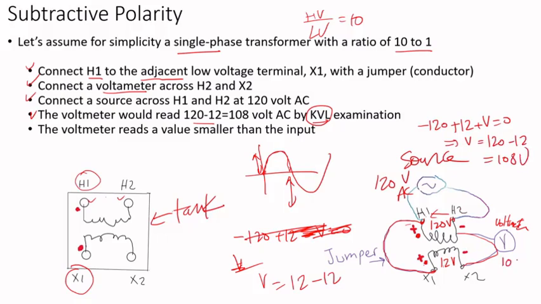So the voltmeter will read a voltage that's smaller than what's applied. So this is subtractive, because the voltage that's read by the voltmeter is smaller than the input voltage.